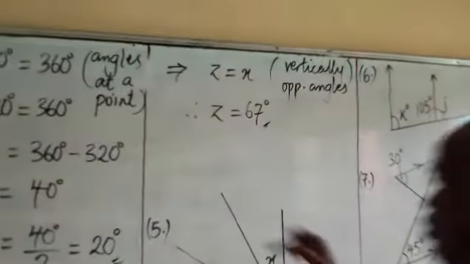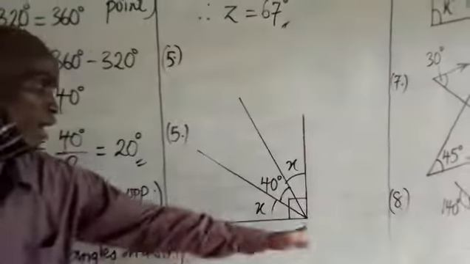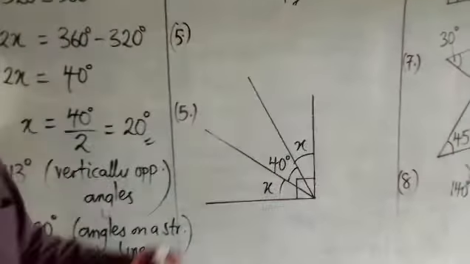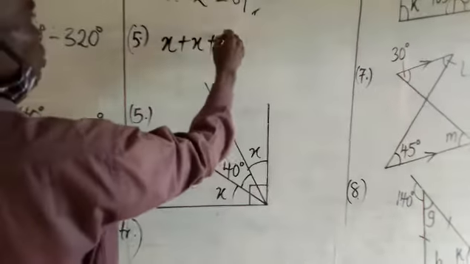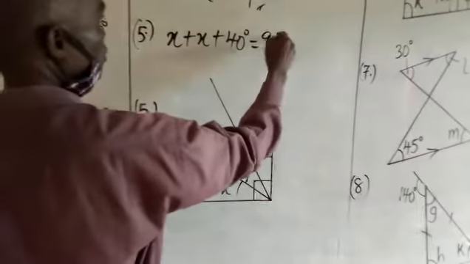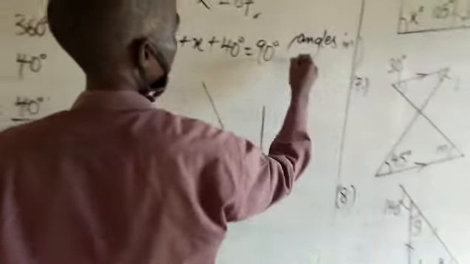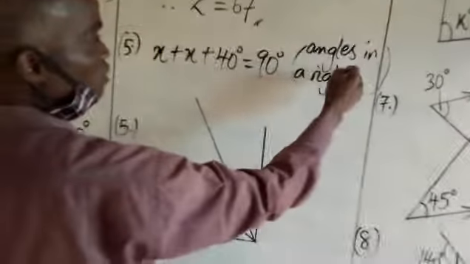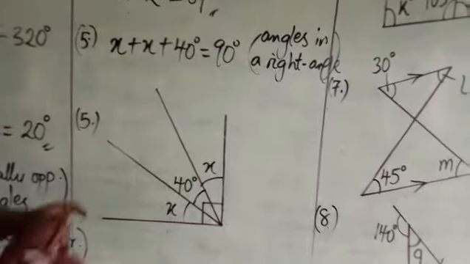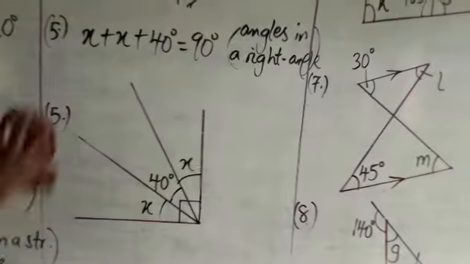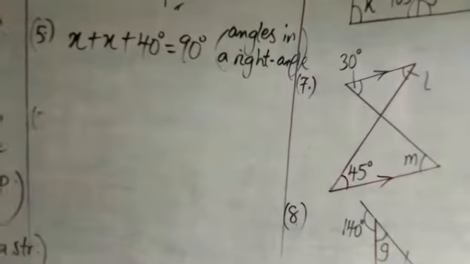Let's look at the next one. Example 5. This is the right angle. Angles in the right angle. So we have x plus 40 degrees is equal to 90 degrees. Angles in a right angle. They are complementary angles. They add up to 90 degrees. You can simply say angles in a right angle.